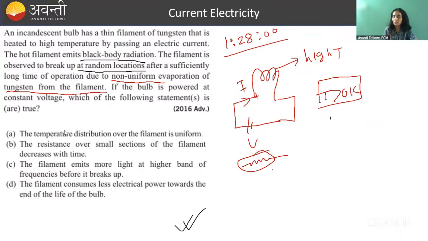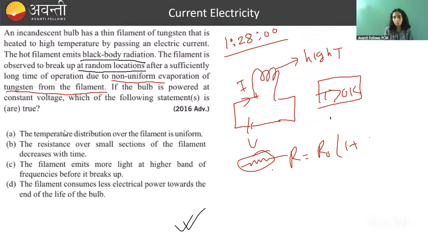The temperature distribution over the filament is uniform? No, because देखो यहाँ पे लिखा हुआ है ना, long time due to non-uniform evaporation of tungsten. Non-uniform evaporation हो रहा है, and also at random locations it is breaking. Break कहाँ पे आएगा? If बहुत ज्यादा heat हो गया, it will break. ठीक है, सो रैंडम लोकेशन पे ब्रेक हो रहा है, इसका मतलब है कि टेम्परेचर यूनिफॉर्म नहीं है, अदरवाइज कंटिन्यूअसली उसको ब्रेक, इवेपोरेशन भी यूनिफॉर्म होता, और ब्रेक अगर एक जगह पे कर रहा है तो सारे ही ब्रेक कर जाते.